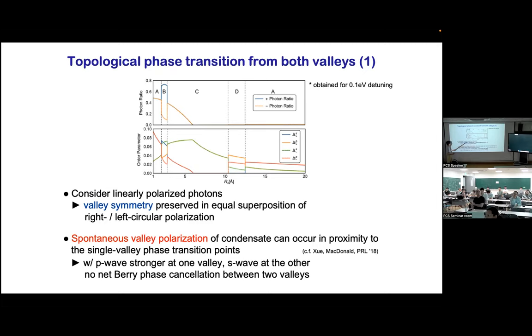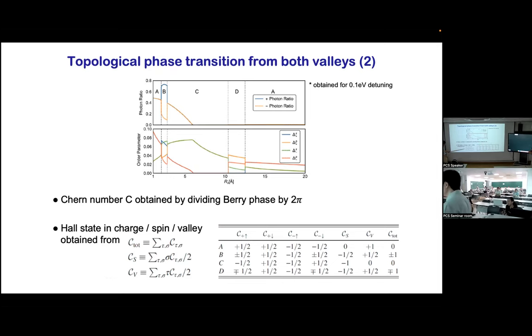On the other hand, once the valley symmetry breaking occurs, you cannot have this kind of cancellation anymore. So this valley polarization can give us what can be considered as the quantum anomalous Hall effect coming from the exciton polariton condensation. But once both valleys become non-trivial, what we get is an analog of the quantum spin Hall effect, mainly because the spin-orbit coupling has opposite sign for the two valleys.